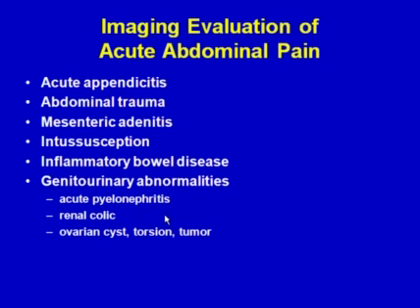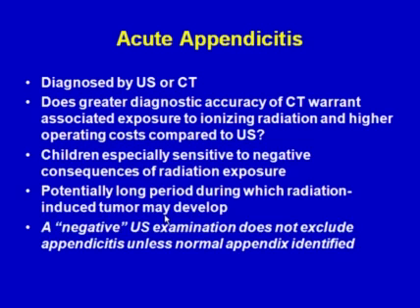So I plan to discuss the following entities with respect to their imaging evaluation, namely acute appendicitis, which is the most common and important, abdominal trauma, mesenteric adenitis, intussusception, inflammatory bowel disease, and several genitourinary abnormalities, including acute pyelonephritis, renal colic, and ovarian cyst, torsion, and tumor. Let's start first with acute appendicitis.